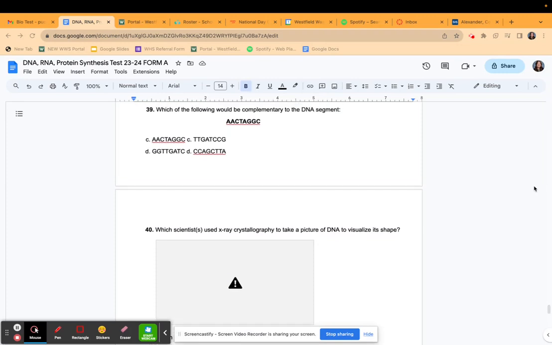39. Which of the following would be complementary to the DNA segment? Would it be AACTAGGC, GGTTGATC, TTGATCCG, CCAGCTTA?